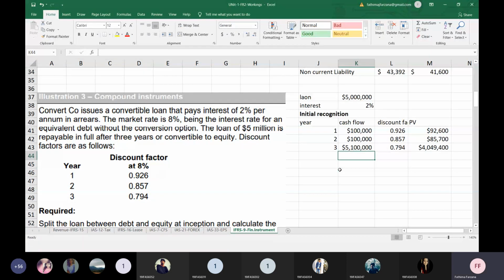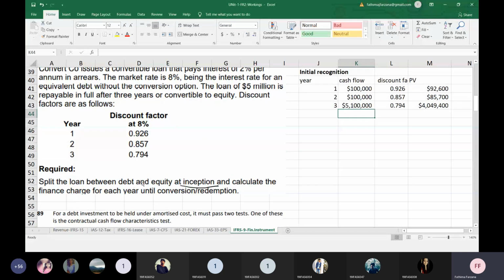Okay. So now I have to find what is the debt part. See, why I'm doing this, because they said split the loan between debt and equity at inception. Okay, fine. So let me find this first. How much is the actual value?